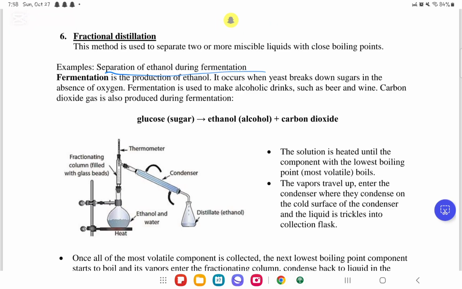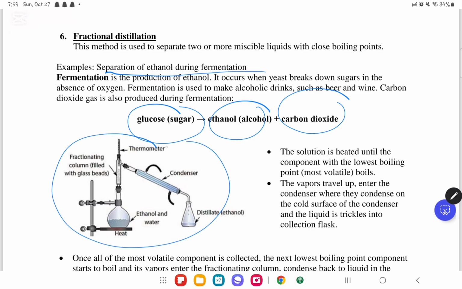Now, fermentation is the production of ethanol. It happens when yeast breaks down sugars, okay? So what happens is that we get ethanol and carbon dioxide from this process, but of course there's gonna be water. So to separate the water and the ethanol or alcohol, we're gonna be doing fractional distillation. They told us, first thing, the solution is heated until the component with the lowest boiling point, in this case alcohol, will evaporate.